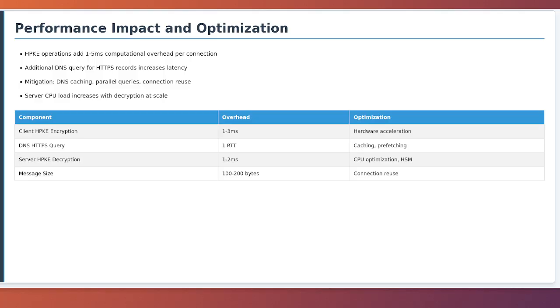Early data mechanisms in TLS 1.3 allow sending application data in the first round trip, overlapping application-level latency with handshake latency. Client implementations can also prefetch ECH config values during idle time, and servers can use connection coalescing to handle multiple domains over a single TLS connection.